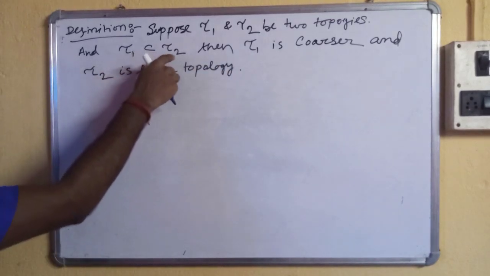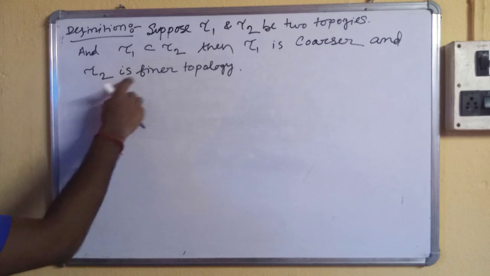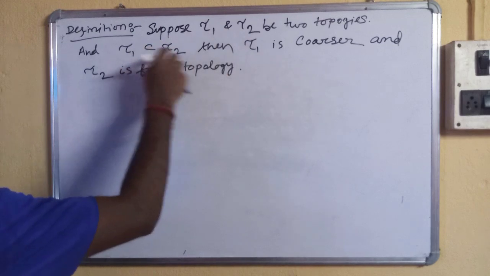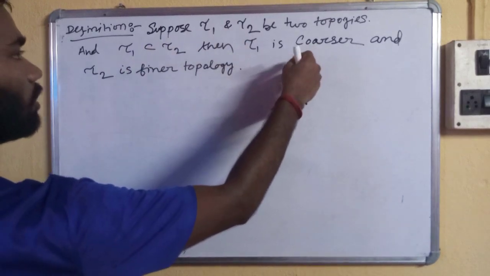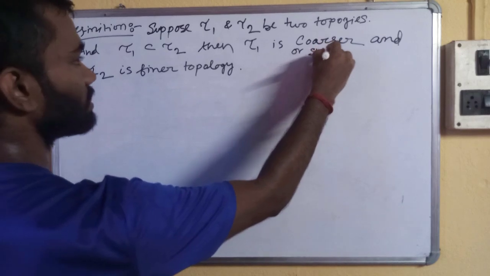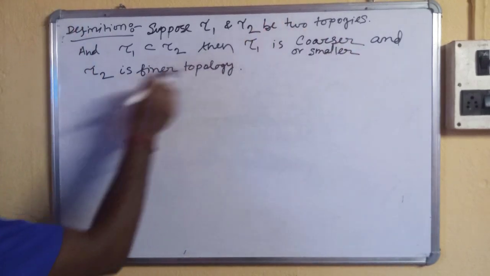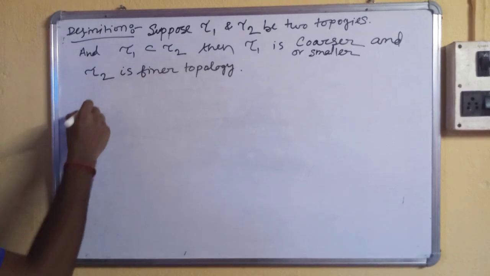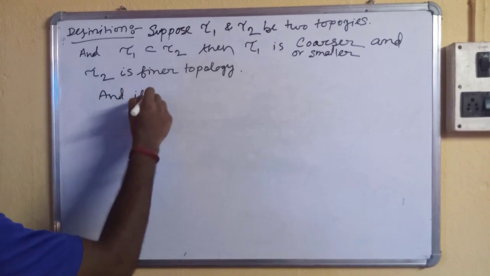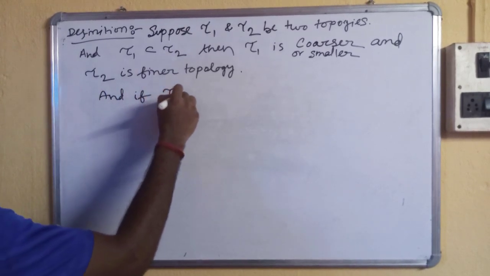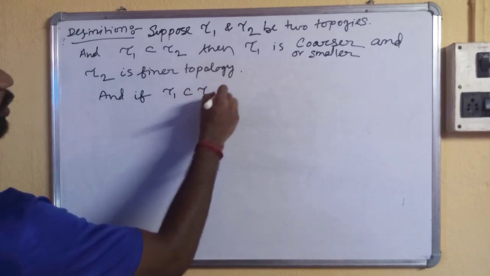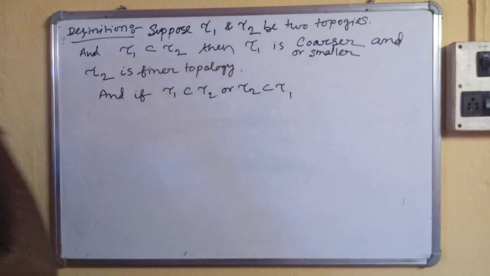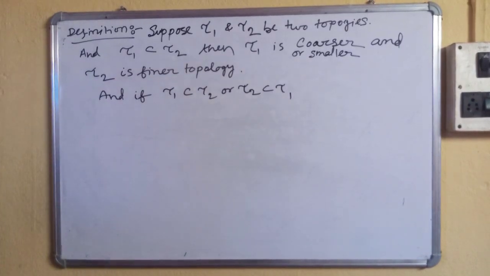See here, tau 2 contains tau 1, so tau 2 is finer than tau 1, and tau 1 is contained in tau 2, so tau 1 is coarser, or we can say smaller than tau 2, and tau 2 is finer or bigger than tau 1. And if we can write two topologies like this, tau 1 contained in tau 2 or tau 2 contained in tau 1, then tau 1 and tau 2 are called comparable topologies.